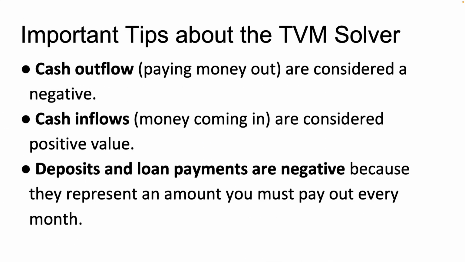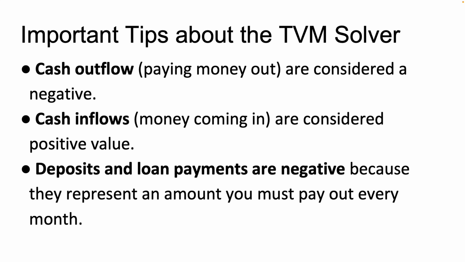Before we look at our problem, just a couple tips about using the TVM solver. When you use the TVM solver, you need to consider the direction of the cash flow. Cash outflow, or money you're paying out, are considered a negative. Cash inflows, or money that's coming in, are considered a positive value. Deposits and loan payments are always considered negatives because they represent an amount that you must pay out every month.